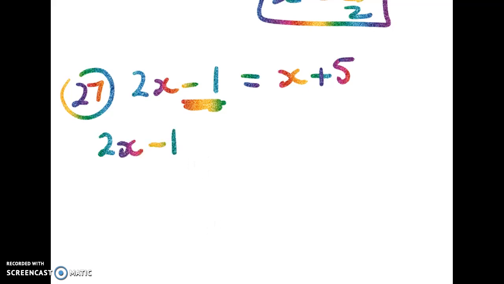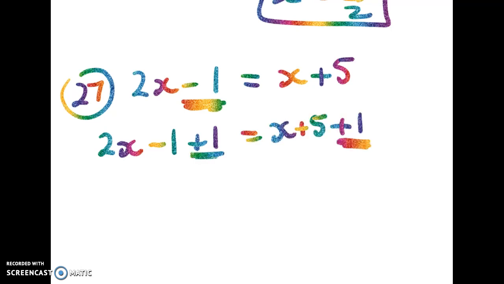2x take away 1 is equal to x plus 5. So let's get all of the numbers together and all of the x's together. Well, I've got a takeaway here, and I like adding better than subtracting. So we're going to do this. 2x, take away 1, and this time, because we're just remembering how to do these ones, I'm going to write that balancing step out explicitly.